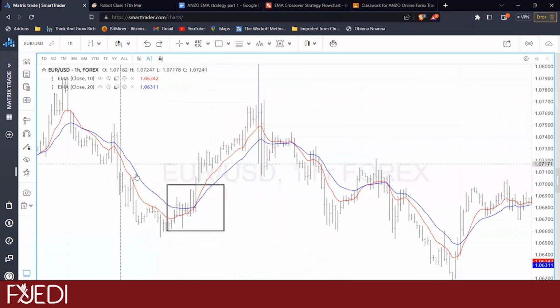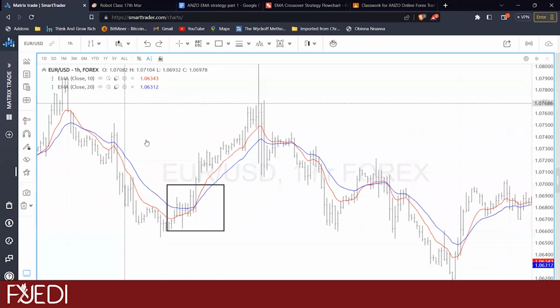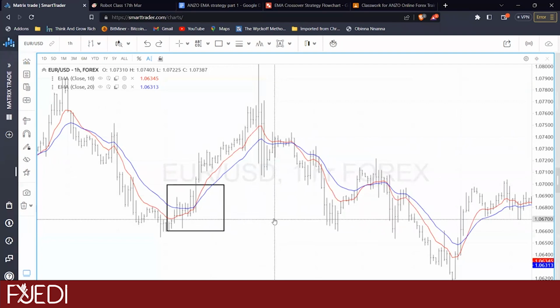You can see that, first of all, the blue moving average, the blue line, was above the red one. And at some point, the red one came above the blue one. That's what we call a moving average crossover. Now, in this particular example, the blue one is a 20-period exponential moving average, and the red one is a 10-period exponential moving average. Everybody should, especially the traders in the house, understand what I'm saying.